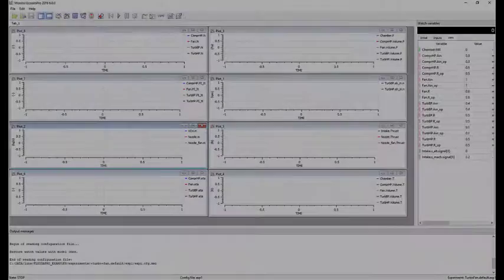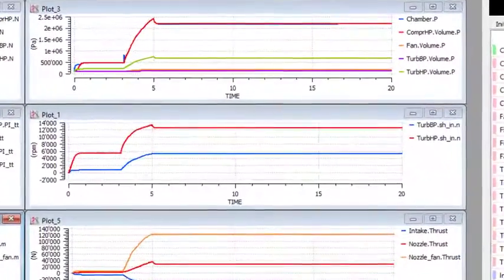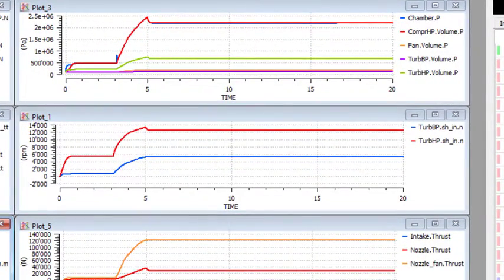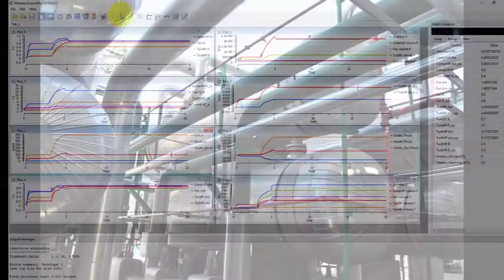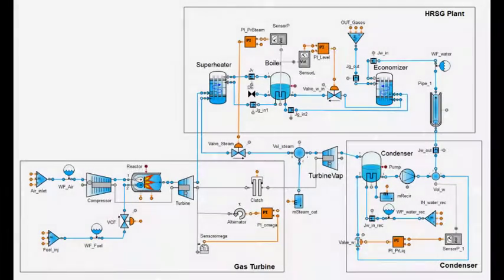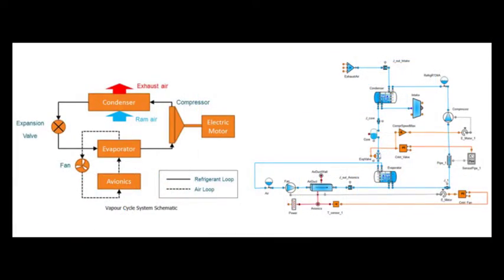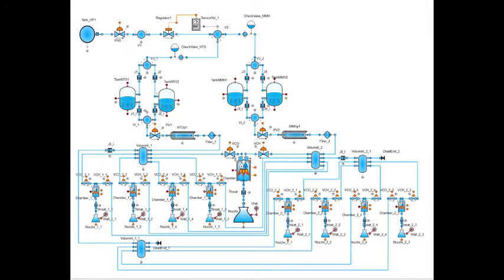The results of the simulation identify different events, those defined in the experiment: starter gas injection, fuel valve opening, and ignition of the chamber. We can also build models in other fields of application. For instance, the behavior of a combined cycle power plant, a refrigeration cycle, a pressurization system, and many more.